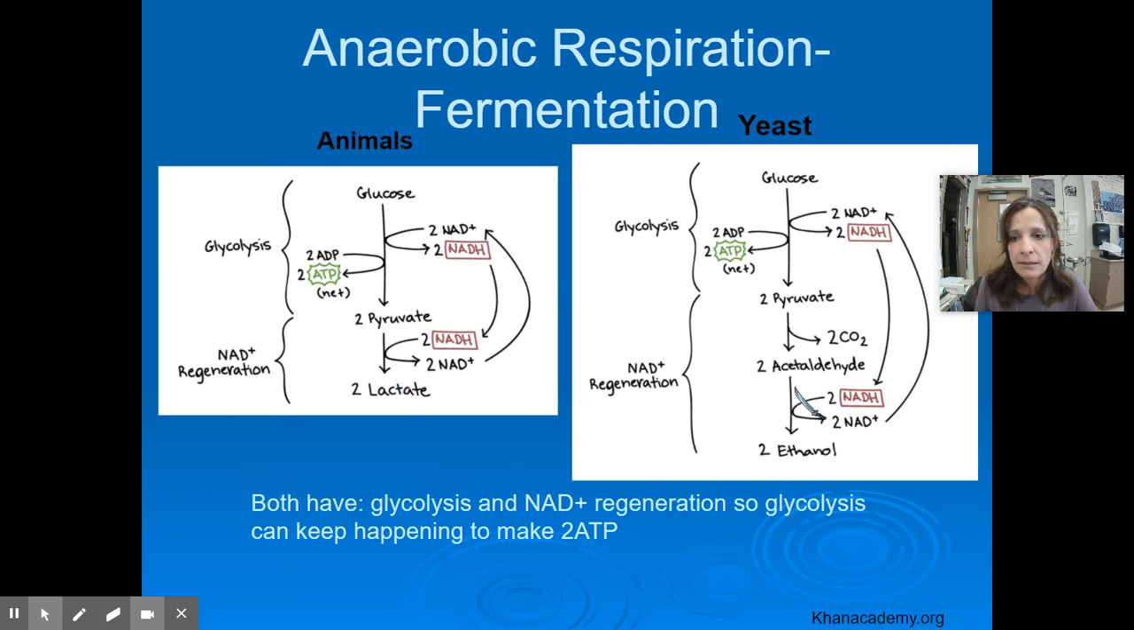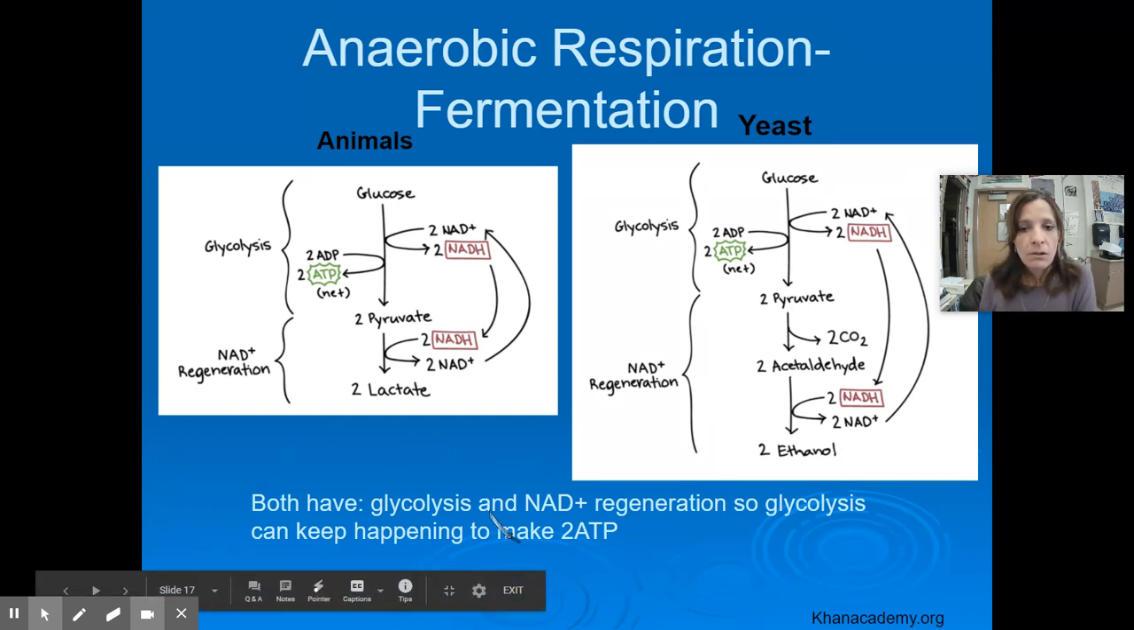So the two steps here on the lactic acid fermentation and alcoholic or ethanol fermentation, the second step is to produce NAD plus so that it can regenerate and go back up here and get reused so that we can eventually make a few ATPs. So this is a quick process, but it just doesn't produce as much ATP. They both have glycolysis. That's one thing they have in common. And the NAD regeneration happens so glycolysis can keep making ATP.